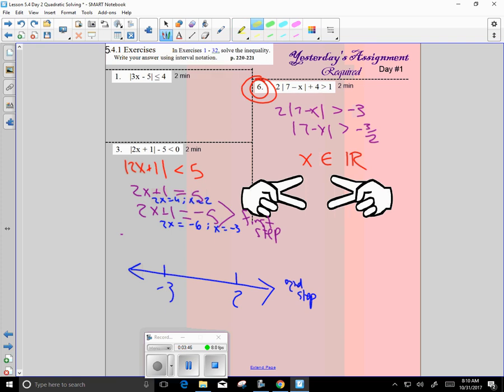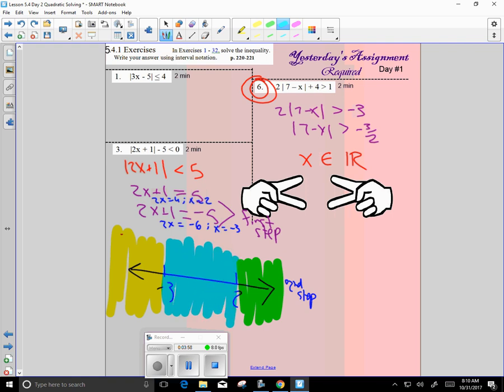I'm going to, on the left of this, make a region. To the right of 2, I'm going to make a region. And in between, I'm going to make a region. This is a technique called test intervals. And what this means is when you find these 2 zeros, x equal to 2 and x equal to negative 3, whatever you put in here, here, or here is going to be the same relationship. In other words, it's either going to work or it's not going to work. So we're going to pick an easy number.